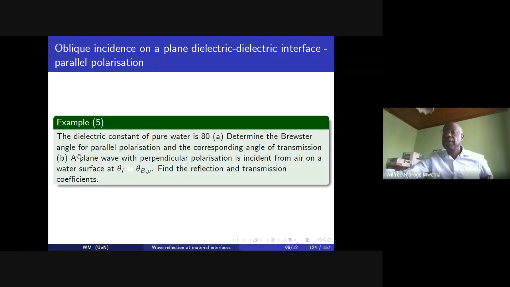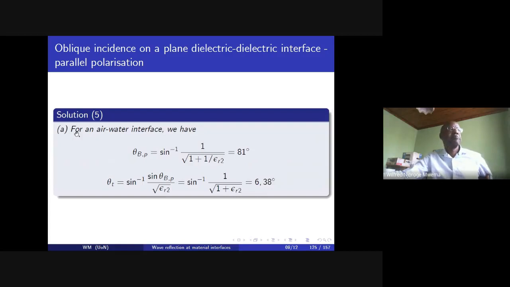And B, you are then given that a plane wave has perpendicular or normal polarization and is incident from air on the water surface at an angle of incidence that is equal to the Brewster angle for parallel polarized waves. So determine the reflection coefficients for this particular case. So for part A, it's much easier for us. We can just do that from an air-water interface.